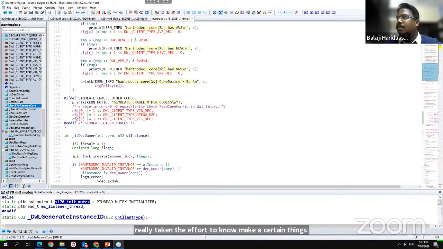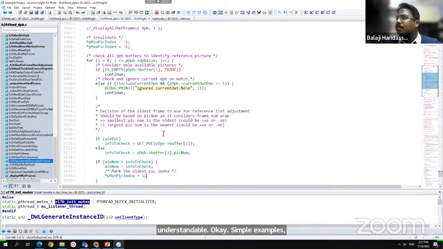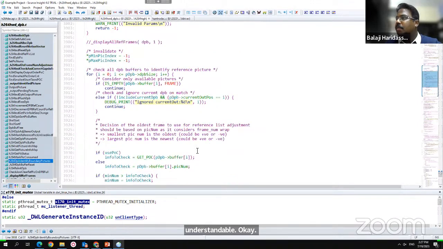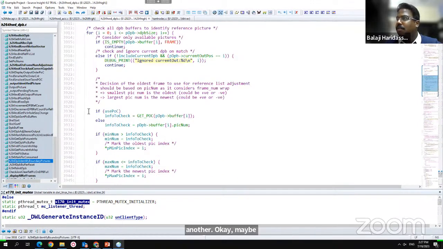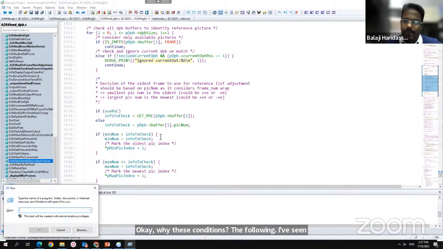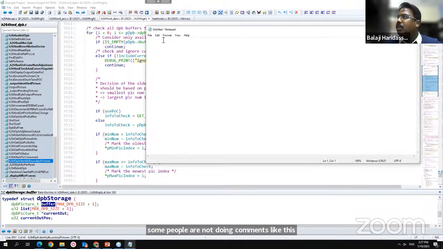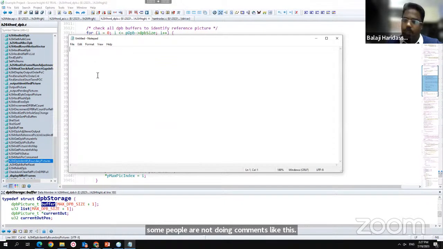Simple examples, right? Let's take another. Okay, maybe here. Why these conditions? The following conditions. I've seen some people doing comments like this. People totally misunderstand what commenting means. If a equal to 10, they comment: assign 10 to a. No use in this comment.